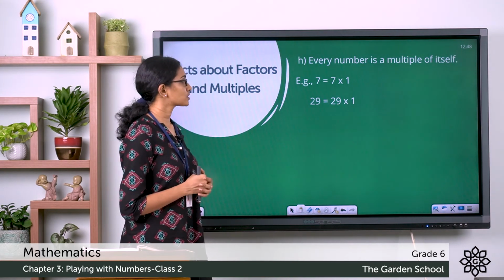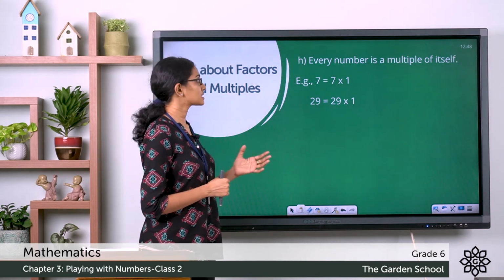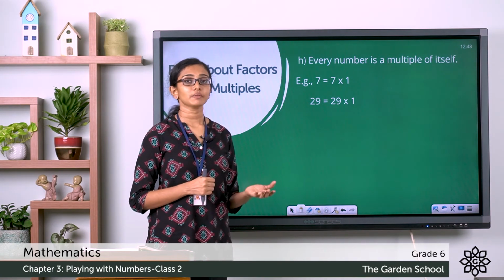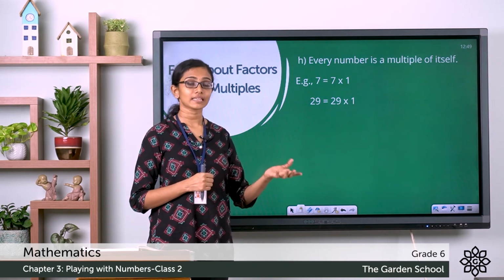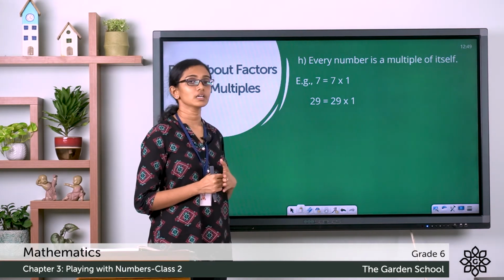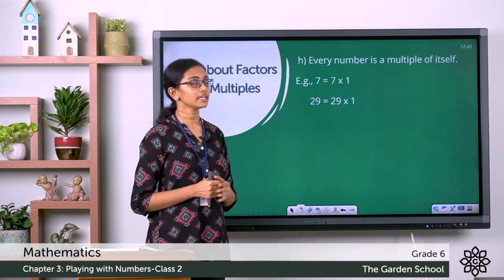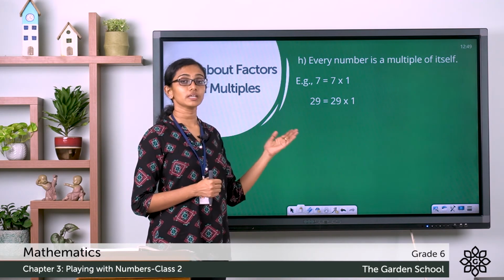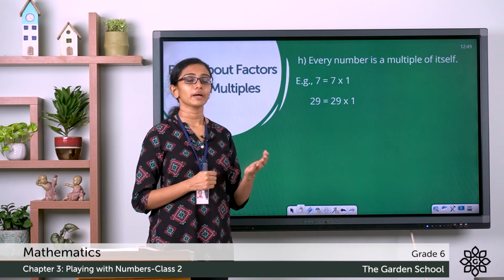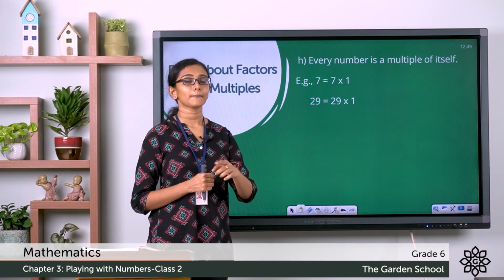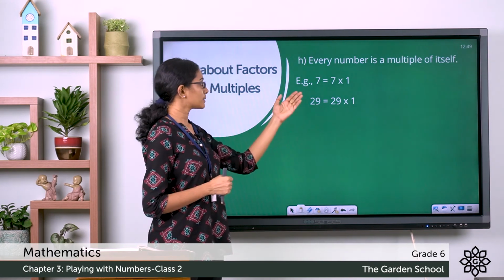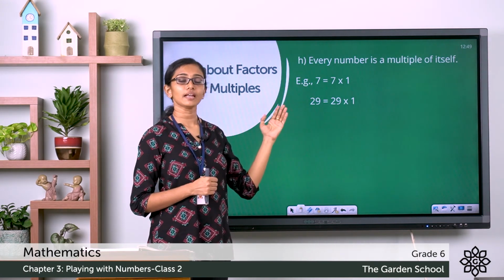Now, the next fact: every number is a multiple of itself. We know every number can be represented as the product of that given number and 1. For example, if you consider 7, 7 can be represented as 7 into 1, and 29 as 29 into 1. We can obtain any number by multiplying that number itself by 1. So, you see every number can be considered as a multiple of that number itself and 1.